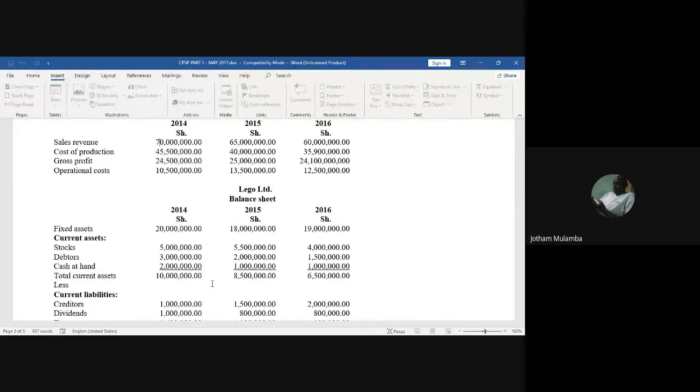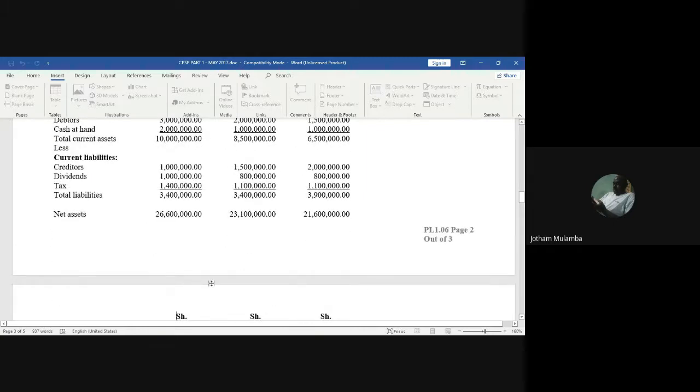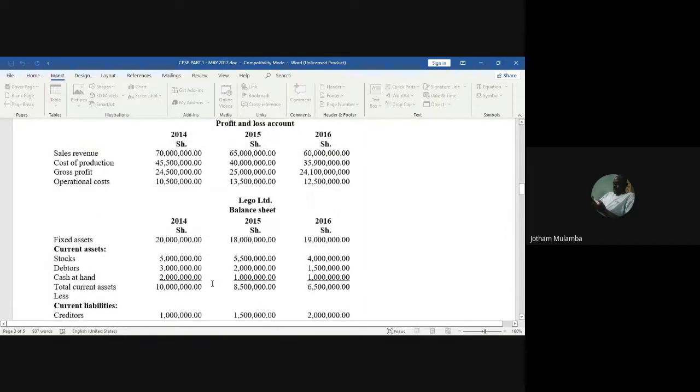Now, so we said that that's equivalent to 18%. Our profitability is at 18% for year 2014. Let's look at the year 2015. So our profit for 2015 is 25 million and cost is 13.5 million. So subtract that, and then we'll also subtract the tax. Tax is 1.1 million. So that's equivalent to saying 25 million minus 14.6 million.